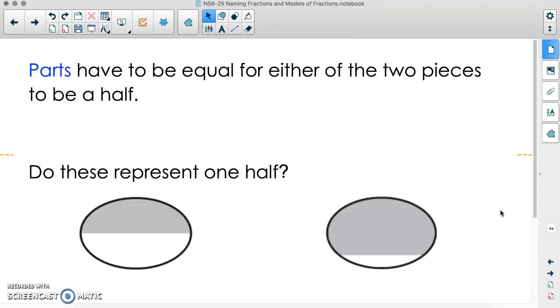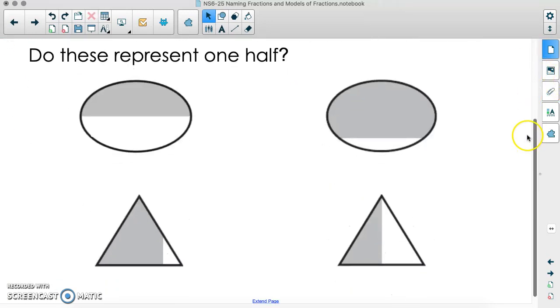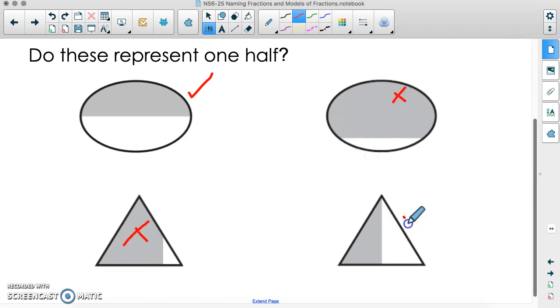So we know that parts have to be equal for either of the two pieces to be a half. So here we have four drawings. Do these represent 1/2? Well, if we look at them, we know that this one does represent 1/2. 1/2 of the circle is shaded. This one does not because it is not equal. This one does not because it is not equal, and this one does because it is equal. So again, we need to remember that parts have to be equal.